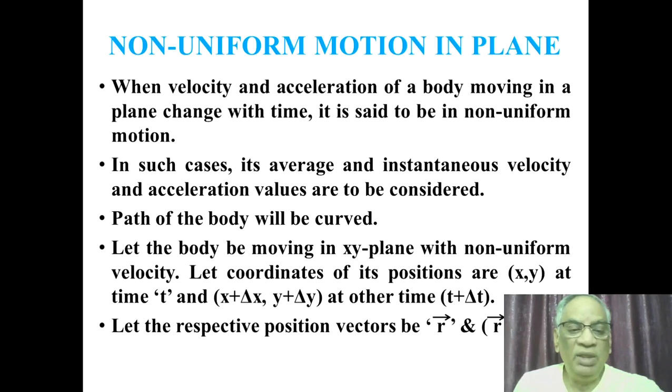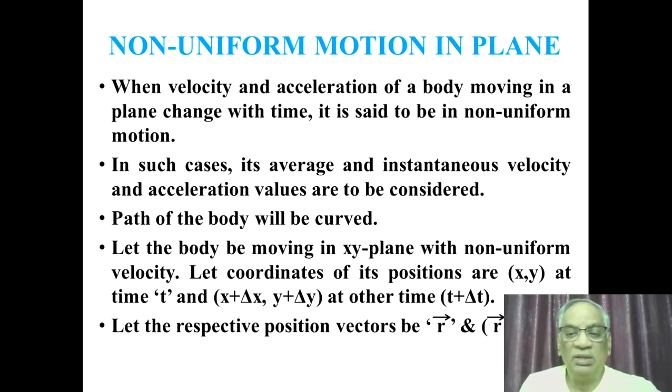Let the body be moving in an xy plane with non-uniform velocity. Let the coordinates of the position be x, y at time t, and x plus delta x, y plus delta y at another time t plus delta t. Why are we taking delta t? The intervals of displacement or time are to be as small as possible. Let the respective position vectors be r bar and r bar plus delta r bar.